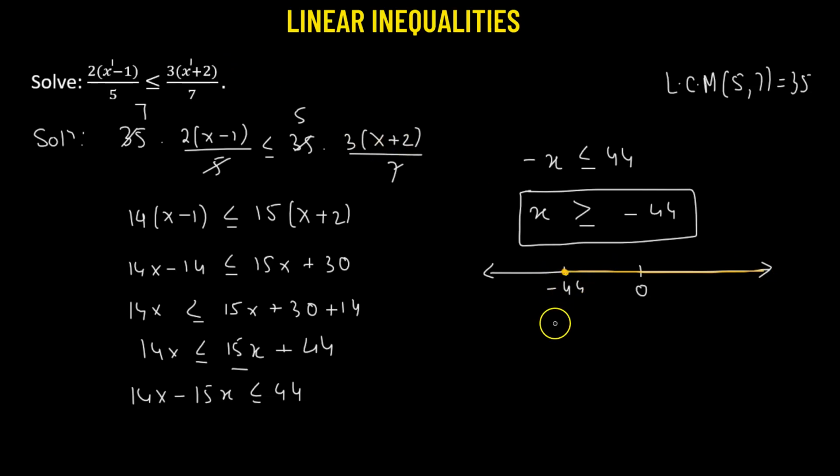And now the way of representing the solution is in the interval form, which is also referred to as the solution set. So we have our solution running from negative 44 all the way up to positive infinity. Positive infinity is unbounded, so it will be denoted by an open interval, and for negative 44, we have to include it because it's part of the solution, so we'll use a closed interval. So these are the 3 different ways of representing the solution to a given linear inequality.